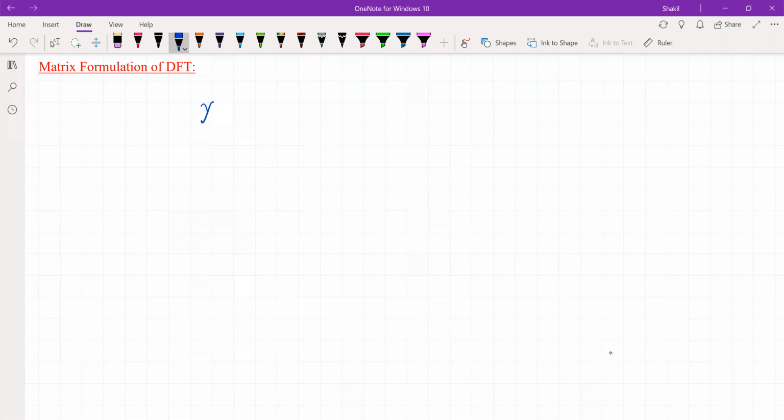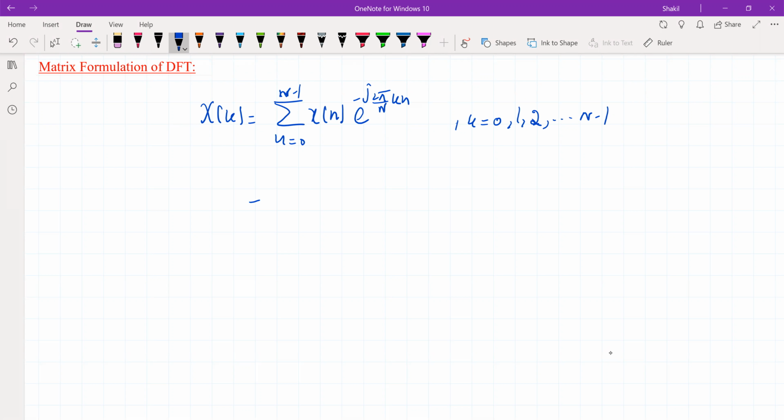X of k is summation n running from 0 to N minus 1 x of n e to the power of minus j 2 pi by N kn, where k is 0, 1, 2, and so on up to N minus 1. So this is the N-point DFT of x of n. Now what we'll do today, we'll arrange the terms in a matrix form.